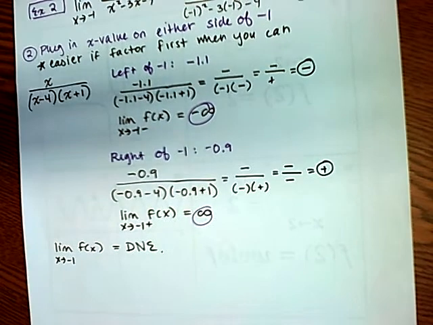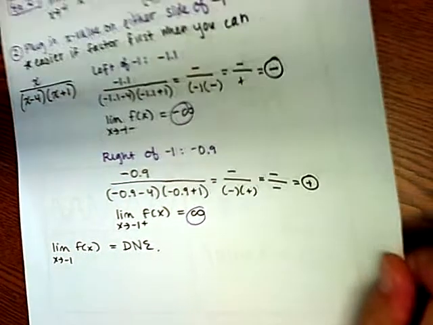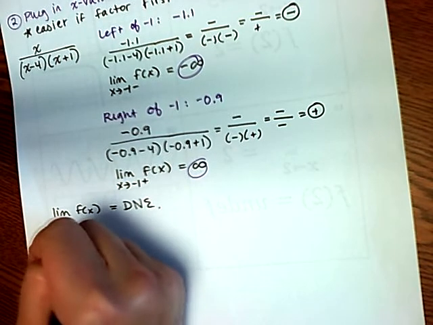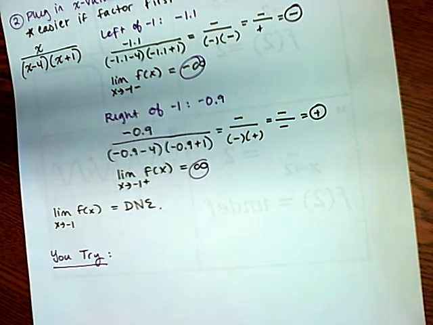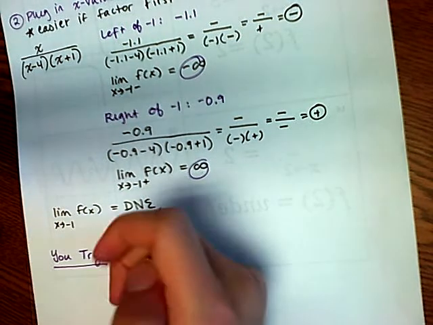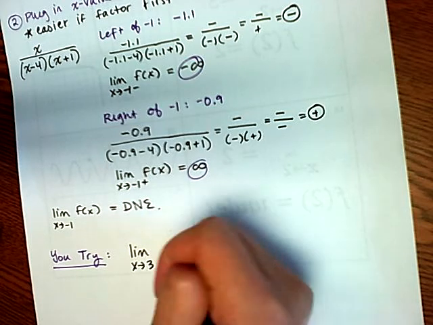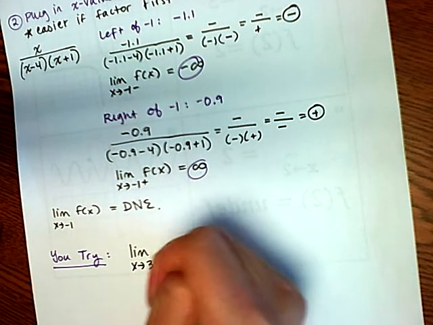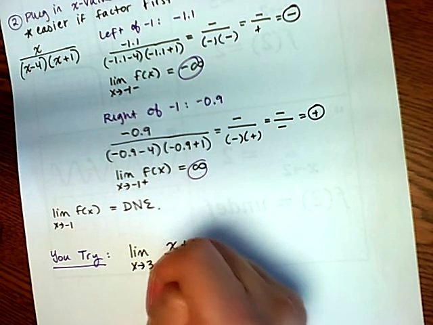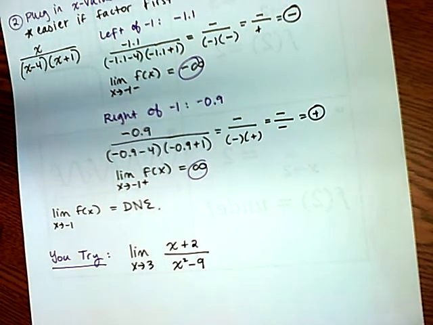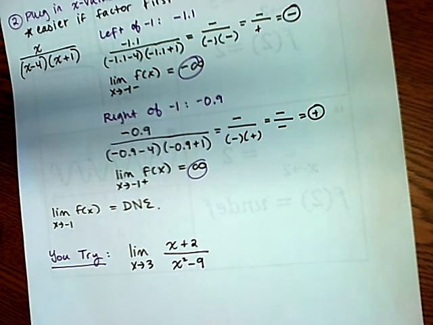Okay, so we've now done that whole example problem. We're going to be practicing this next class, but I want to give you one problem to try on your own. It's the limit as x goes to 3 of x plus 2 over x squared minus 9. So think about using the steps we just listed in these examples to help you get to an answer for this problem.